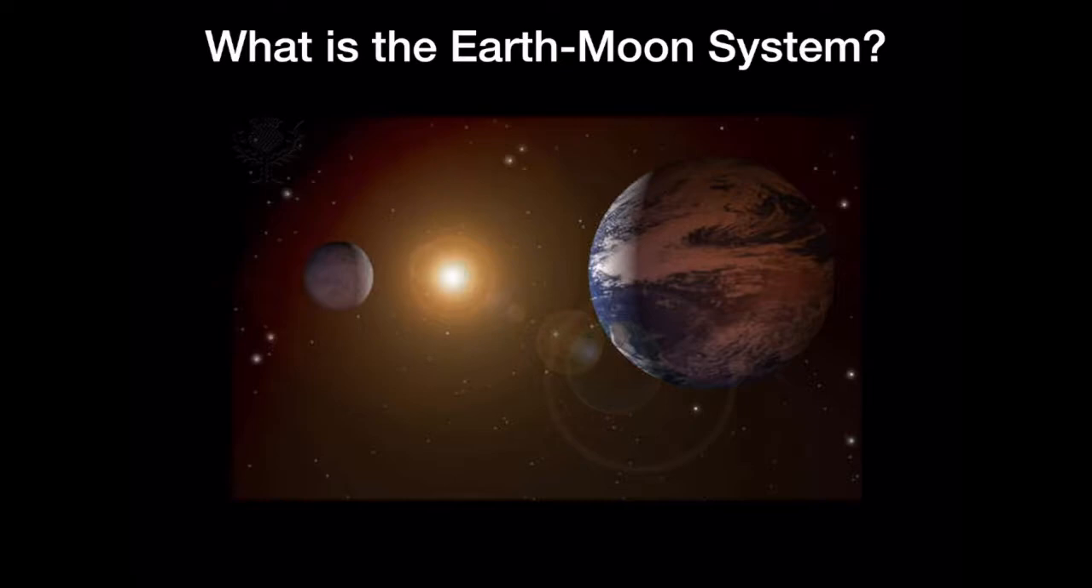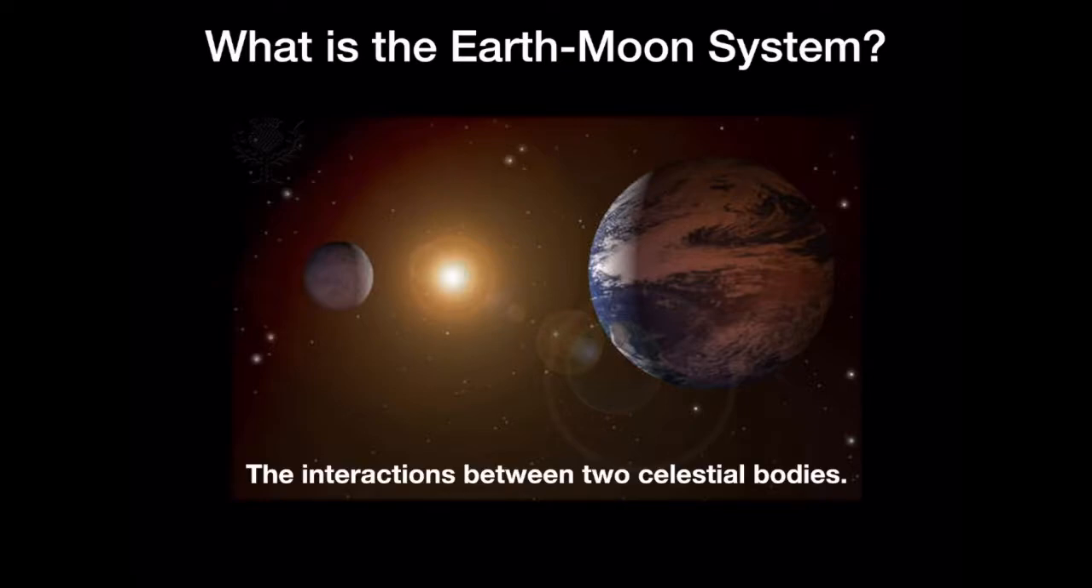So the Earth-Moon system is the interaction between two celestial bodies, in this case the Earth and the Moon. There's a strong gravitational force which affects processes on the Earth. Earth has its own gravitational force that helps hold the moon in orbit, but the gravity from the moon also does affect the Earth in many ways. We'll discover some of those throughout this presentation.